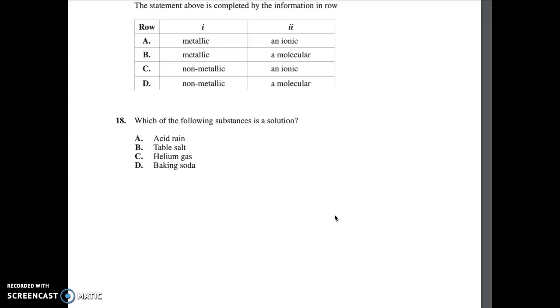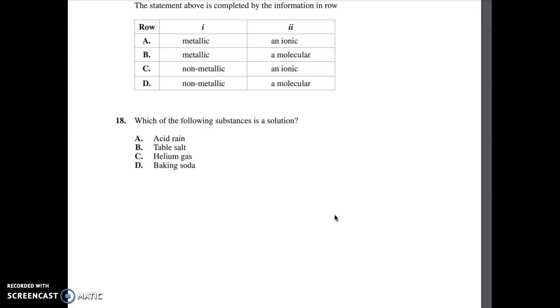Which of the following is a solution? Okay, so a solute that's been dissolved in a solvent would be something like acid rain, so that would work. Okay, the gases are dissolved in there, and it makes acid rain. Table salt is just a solid by itself. Okay, that would be a compound because it's NaCl usually.